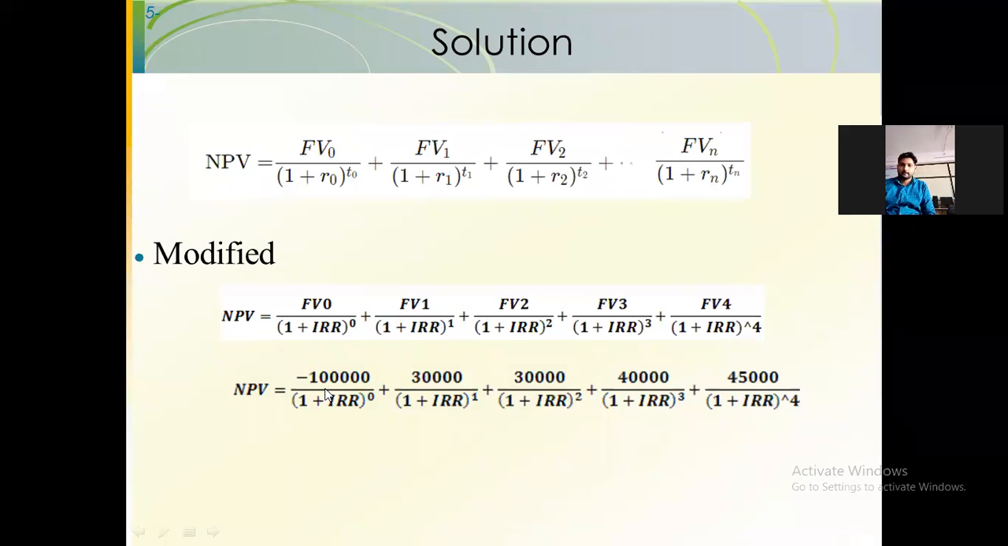One minute. Is my screen visible to everyone?